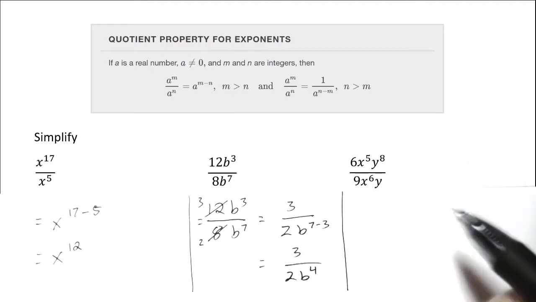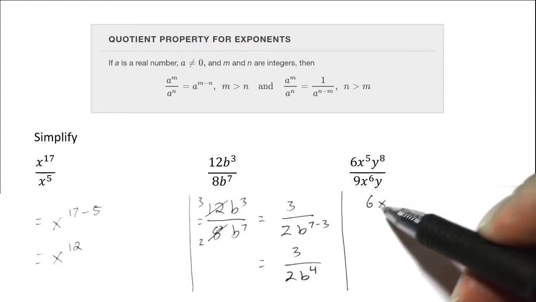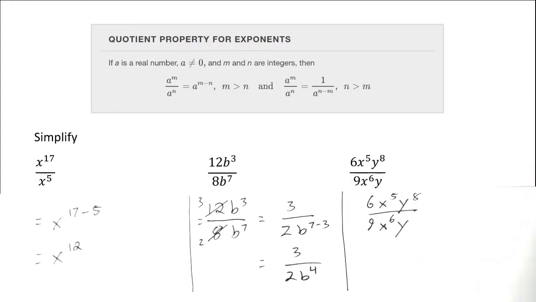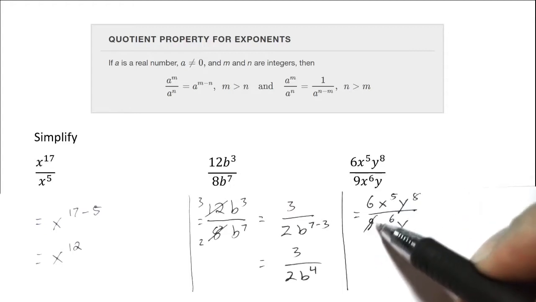Okay, the last one. Let's write this over again so that we can simplify things more directly. So let's do the numerical part. Well, what's the largest number these are both divisible by? 3. So let's divide them by 3.